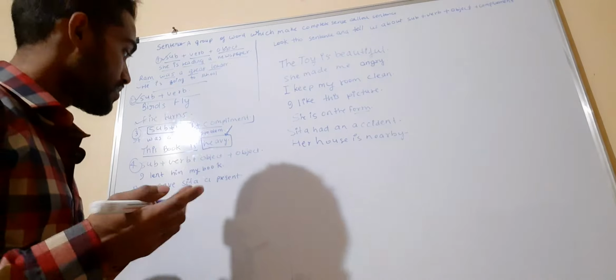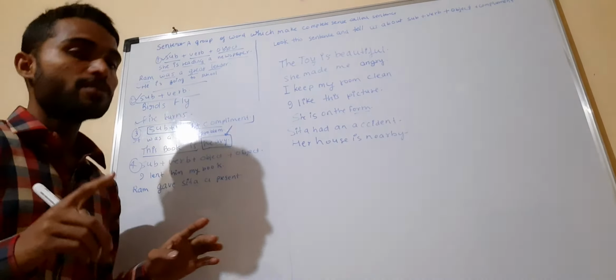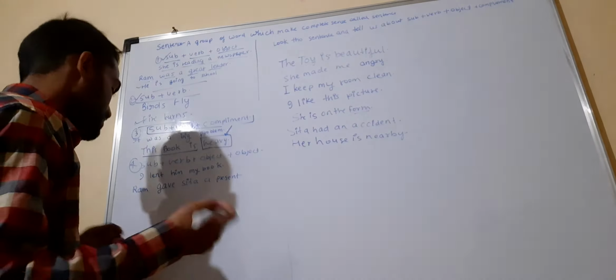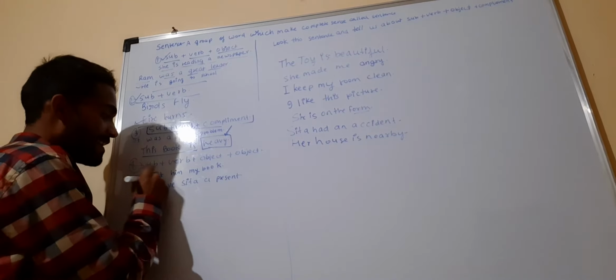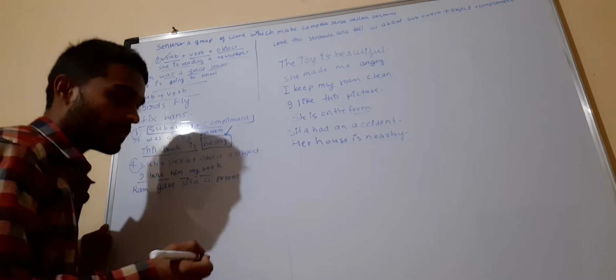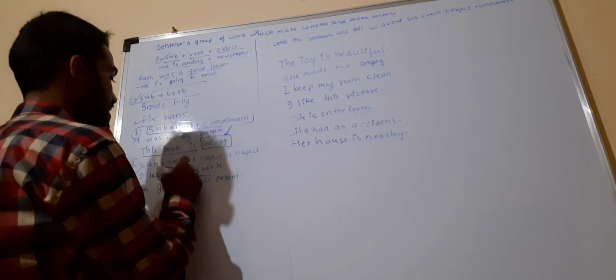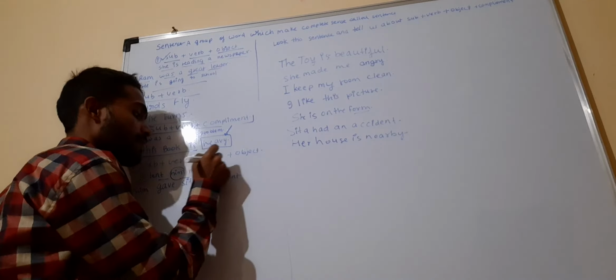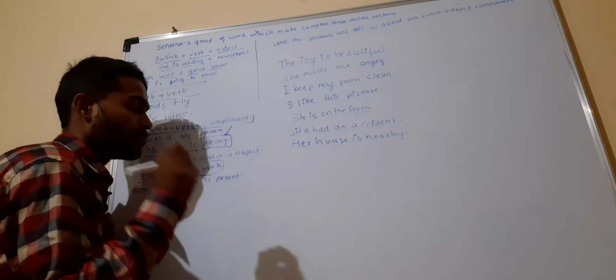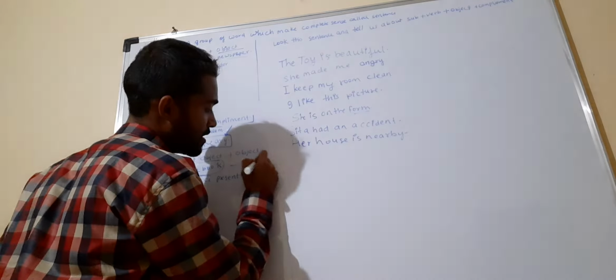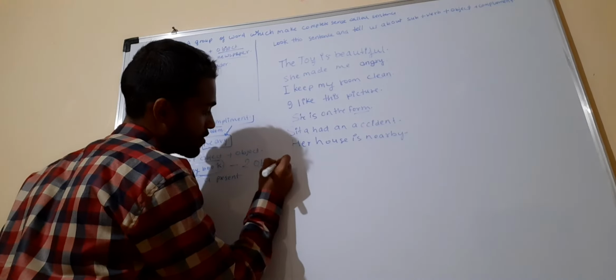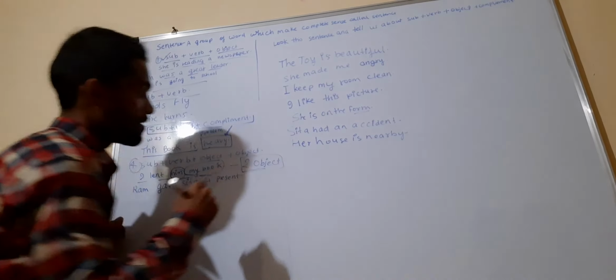This was a good thing. We have here two types of the object. Example: I lent him my book. So here, him is also an object and my book is also an object. There are two objects. So this one we can say is two objects.